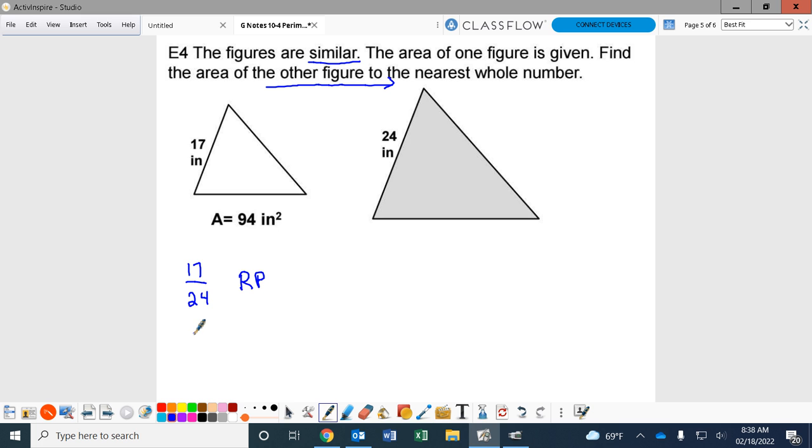Then we square both the numbers. 17 squared over 24 squared. Guys, what's 17 squared? 289. And I think 24 squared is like 576. Yes. Okay. And that's going to be the ratio of your areas.